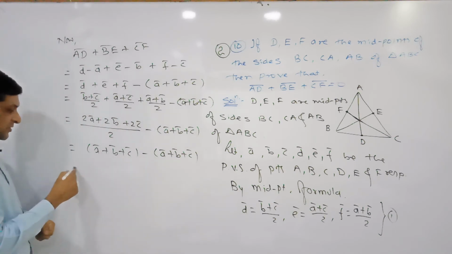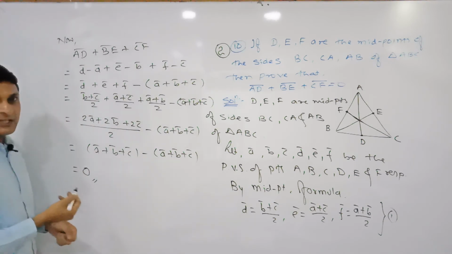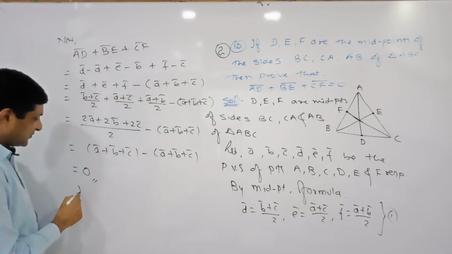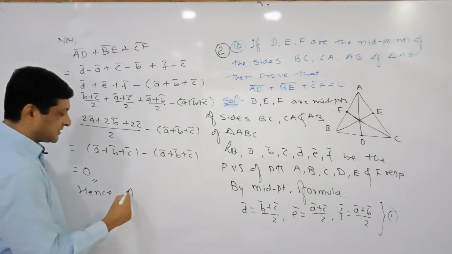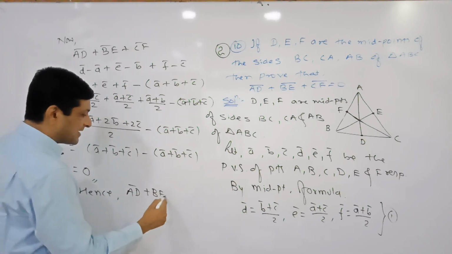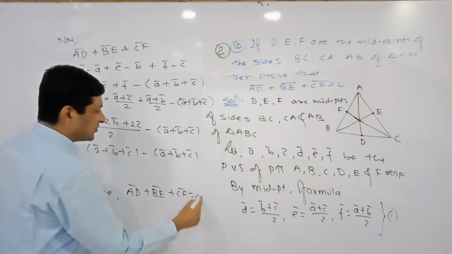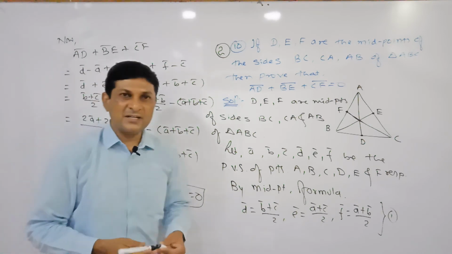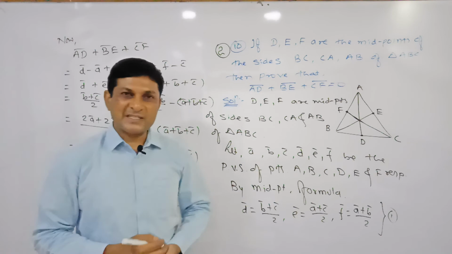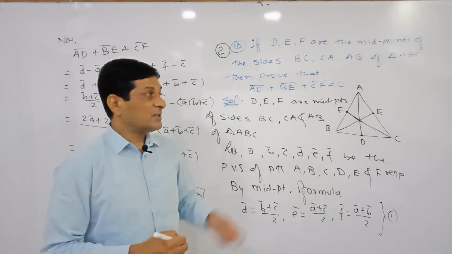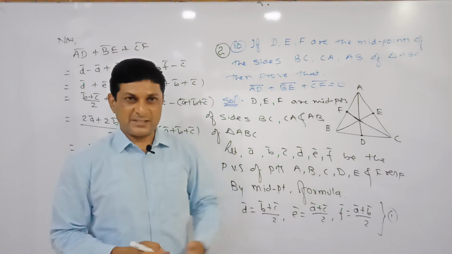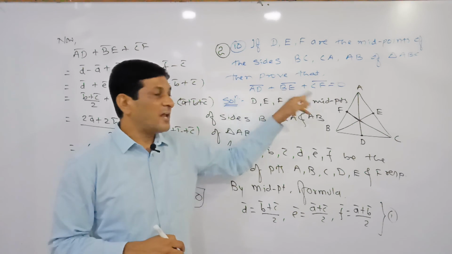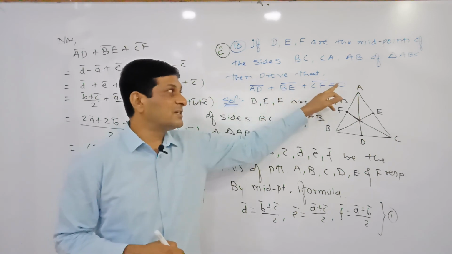Now the difference of these two terms will be equal to 0. So in this way we have shown that the addition of these three vectors is equal to 0. Hence we can say that AD bar plus BE bar plus CF bar is equal to 0. You should remember this result as an important result, which can be used as a shortcut method while solving objective type questions. AD, BE and CF are three medians, and the sum of the vectors along the three medians of a triangle is always equal to 0.